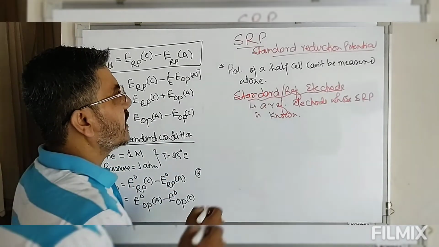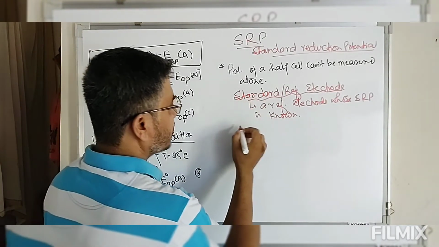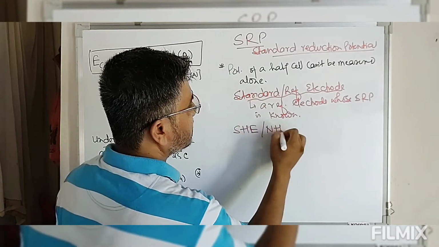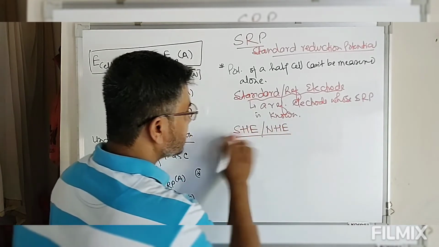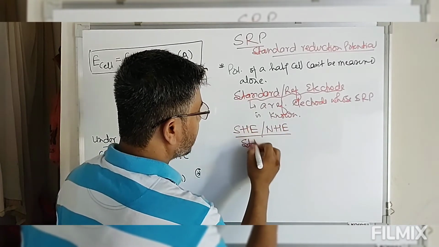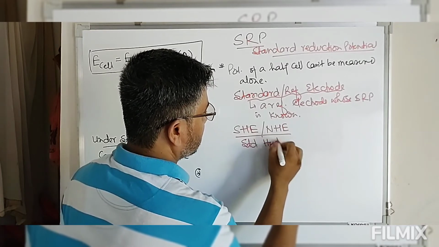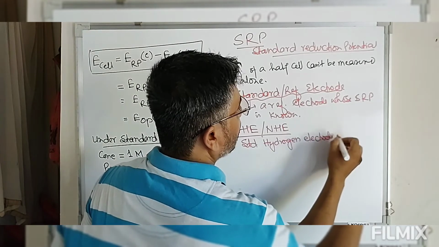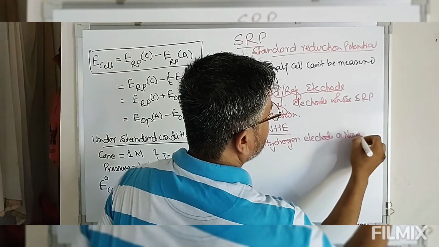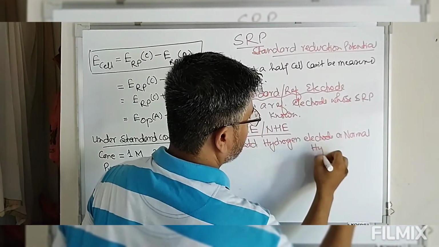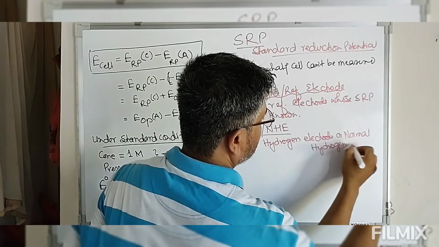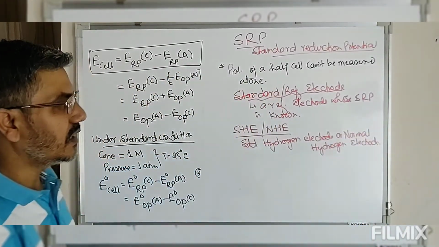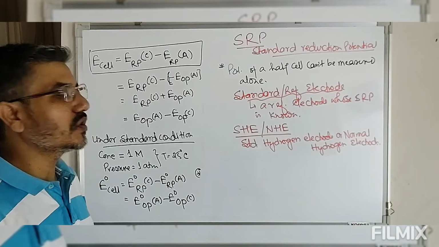So we will combine this unknown electrode with this standard reference electrode to get a complete cell. And the standard or reference electrode that we use is the SHE, or NHE. SHE means standard hydrogen electrode, or normal hydrogen electrode. So this is the standard electrode that is used for measuring the potential of any unknown electrode.